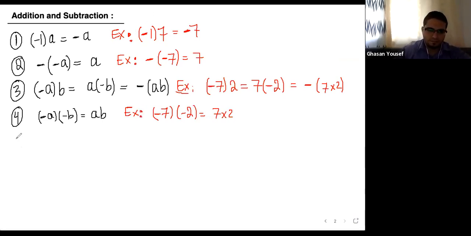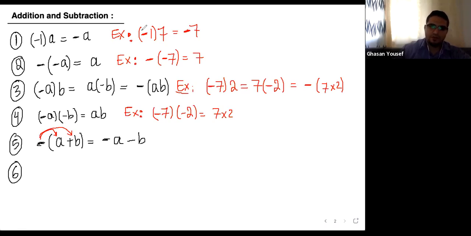Number 5: minus of a plus b. We distribute the minus inside the parentheses, so I get the minus to the a and the minus to the b, so I get minus a minus b. Before I go to number 6, let me give an example: minus of 3 plus 4. We distribute the minus inside the parentheses, I get minus 3 minus 4.